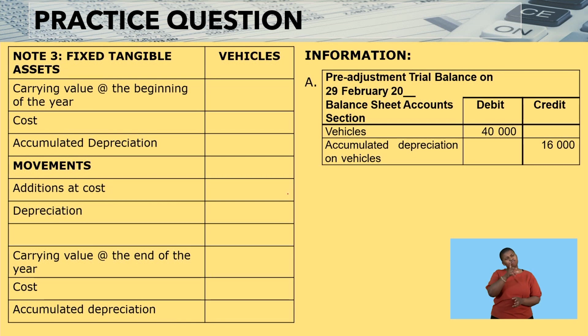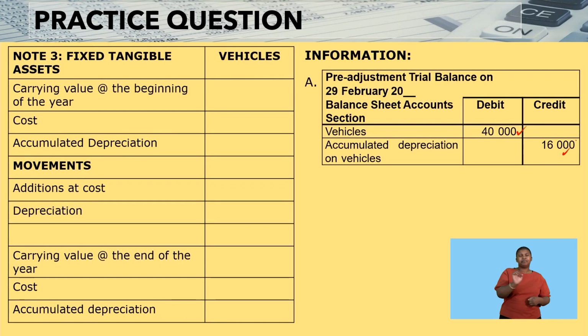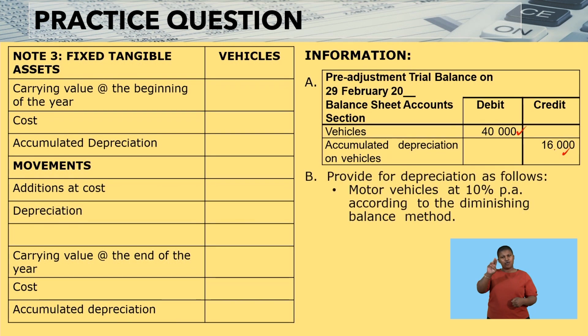The next one has to do with our vehicles. It says, this is a pre-adjustment trial balance extract. So we have vehicles and accumulated depreciation. Provide for depreciation as follows. Motor vehicles at 10% per annum on the diminishing balance method. All right? So in this case, we are not given any additions to the vehicles. This should be very easy.